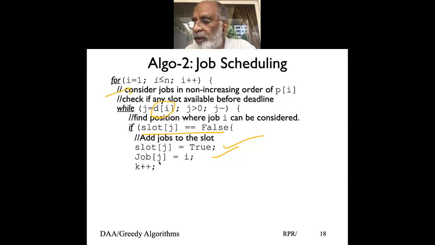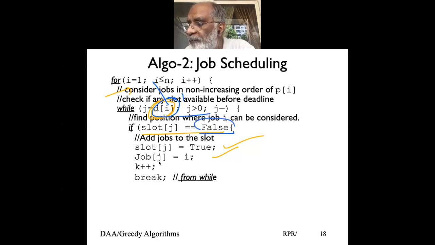So first job, look at the deadline. Second job, look at the deadline. Third job, look at the deadline. So starting from the deadline down to 0, find out if any slot is free, and schedule it. If no slot is free, the job is not scheduled. So it's a much simpler algorithm.